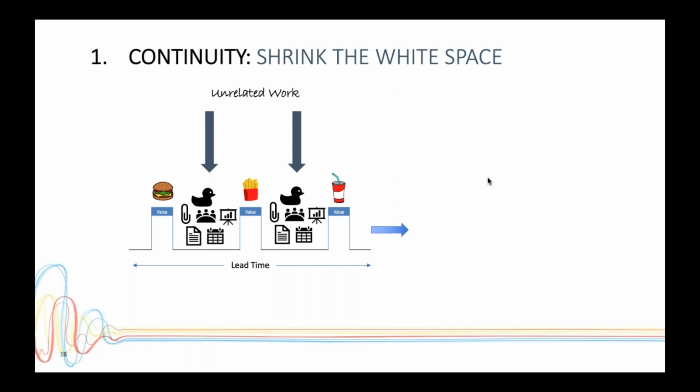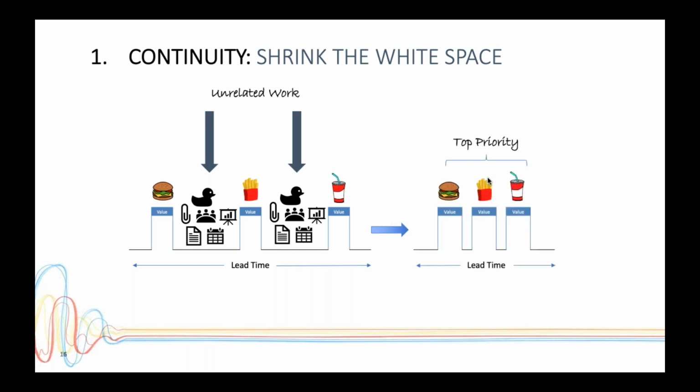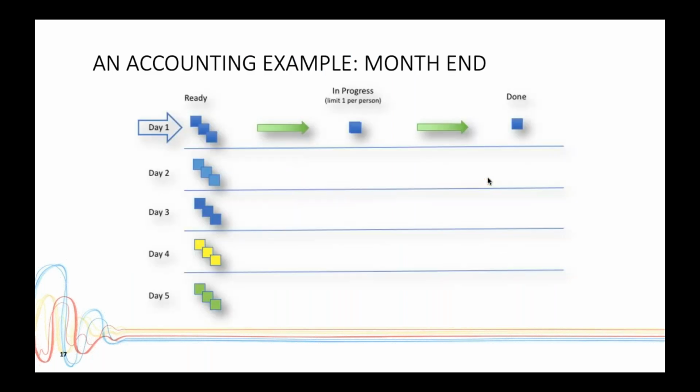So the idea is to squish it together, and you'd want to choose your top priority item to squish together first, but you squish it together to not allow any of this unrelated work to really fall into the white spaces. And then you can deal with your second priority and third priority and so on after. So it's do one meal at a time and do it in a priority order. So that's the continuity example.